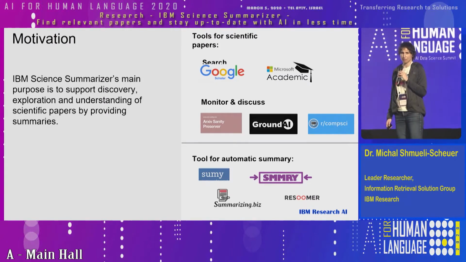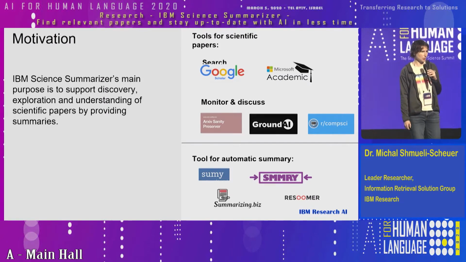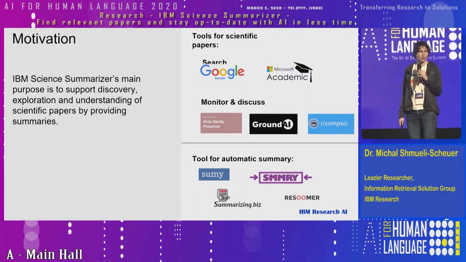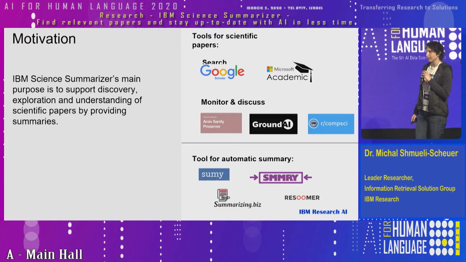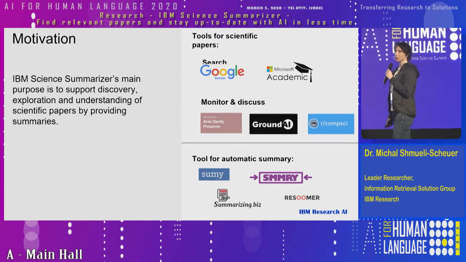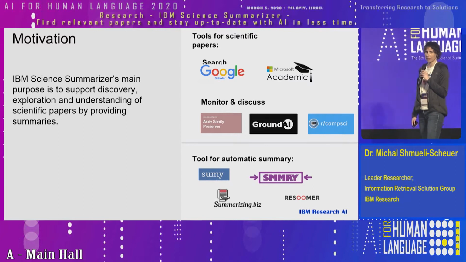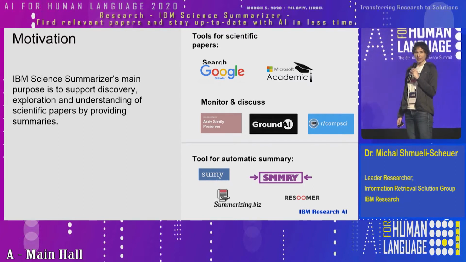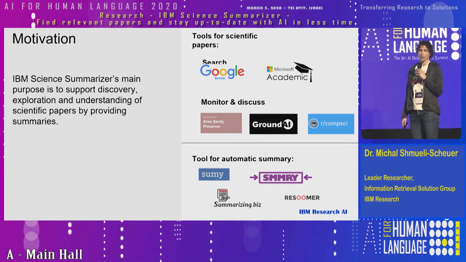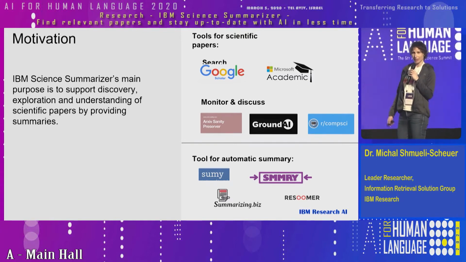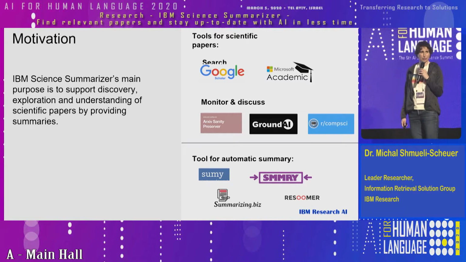Okay, so we as researchers, we need to read a lot of papers. This is part of our daily work. And as part of it, we need to spend a lot of time. There are many papers and they are quite long. And the main idea behind the IBM Science Summarizer is to provide a tool that is able to help researchers to explore and to understand scientific papers, and it should take less time. So we do it by summarization.